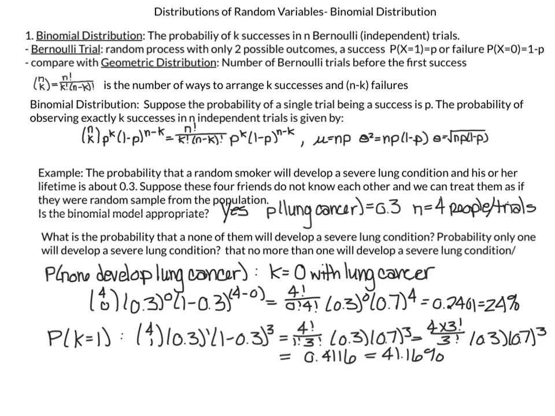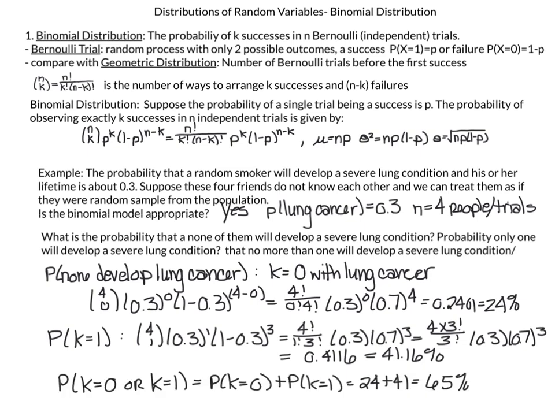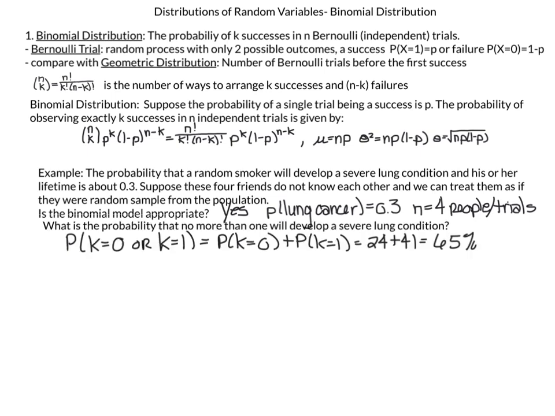And last, we have the probability that no more than 1, that means either 0 or 1, will develop a severe lung condition. So that's probability k equals 0 or k equals 1. Using our law for independent events, that's probability k equals 0 plus probability k equals 1. We calculated those two over here, 24%, 41%, so approximately 65%. And I did do some rounding to get the 65%.